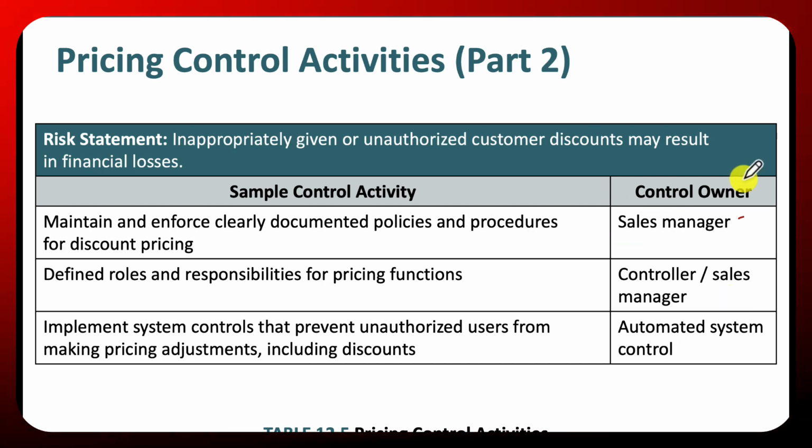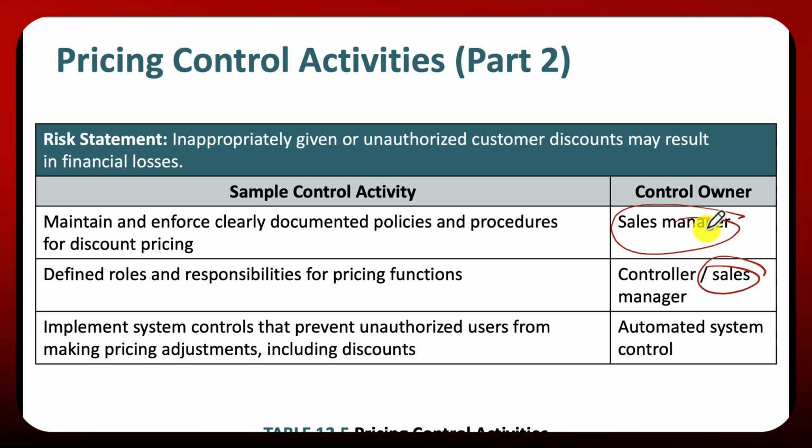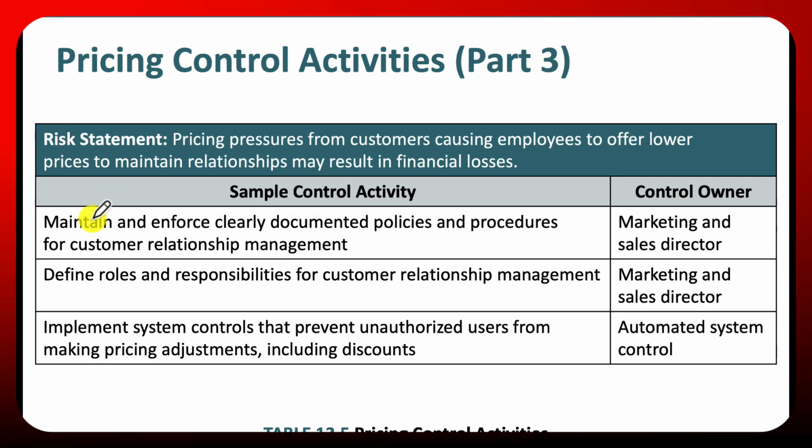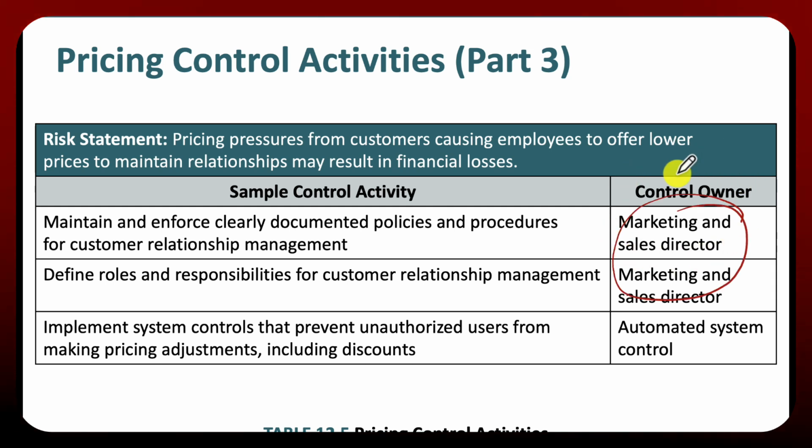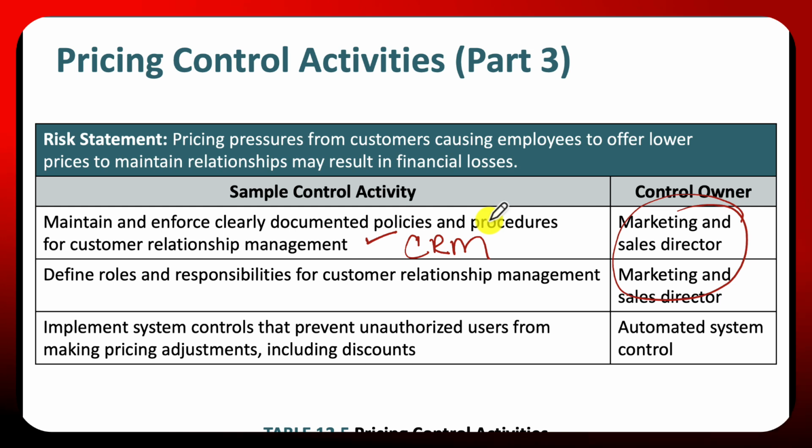Here we see that we might have the sales manager define roles and responsibilities for pricing or maintain and enforce the documentation of policies and procedures, especially for discount pricing. Then we also might have the marketing and sales director maintain and enforce those policies and procedures as they relate to CRM, customer relationship management. They also might define the roles and responsibilities around the CRM system as well.